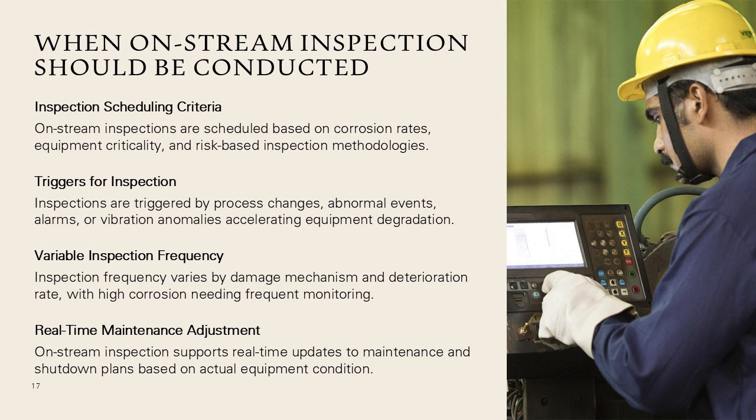The frequency of these inspections varies widely depending on the damage mechanism and the expected rate of deterioration. For example, systems operating under high corrosion rates may require yearly or quarterly monitoring, while more stable systems may be monitored less frequently. On-stream inspection enables real-time adjustment of maintenance and shutdown plans based on actual equipment condition.